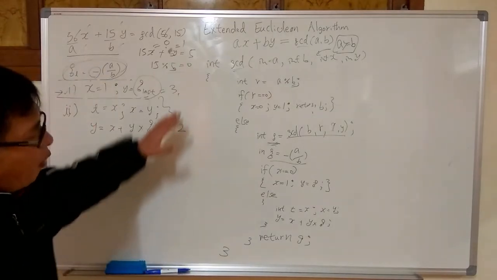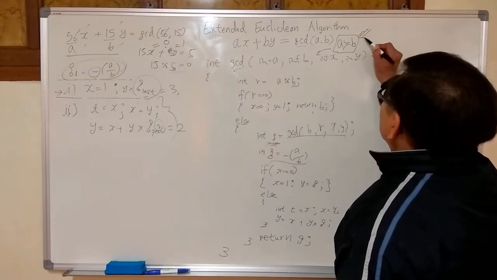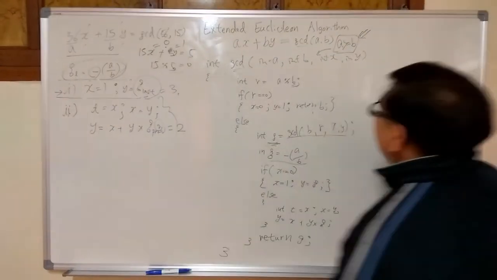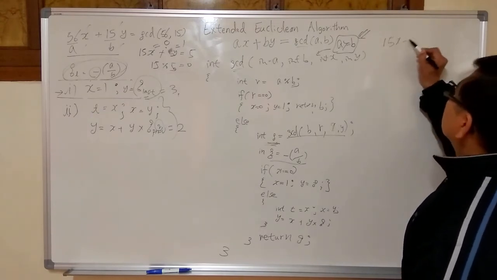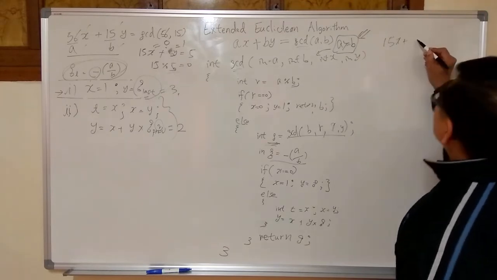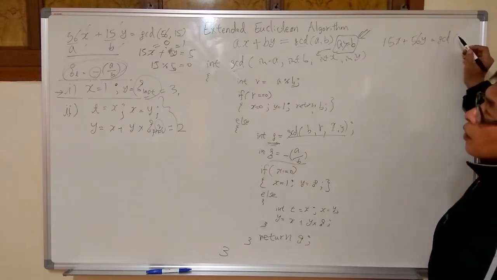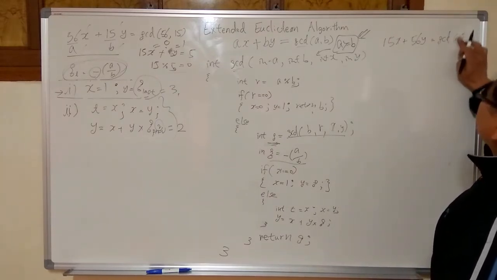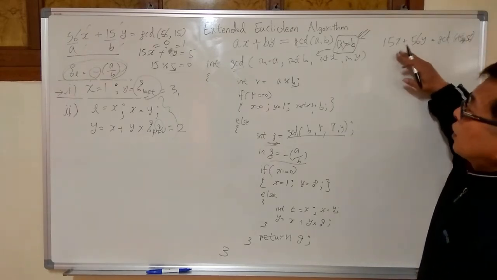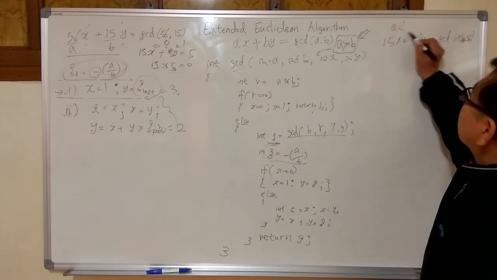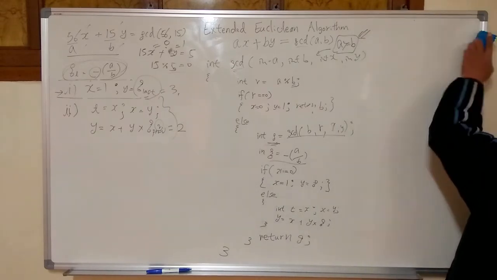Before I close this session, I need to mention one thing. Please watch these preconditions. For example, if we pass 15x plus 56y equals GCD of 15 and 56, this does not work because a is less than b. So with this recursive function call, it does not work. So we create another function here.